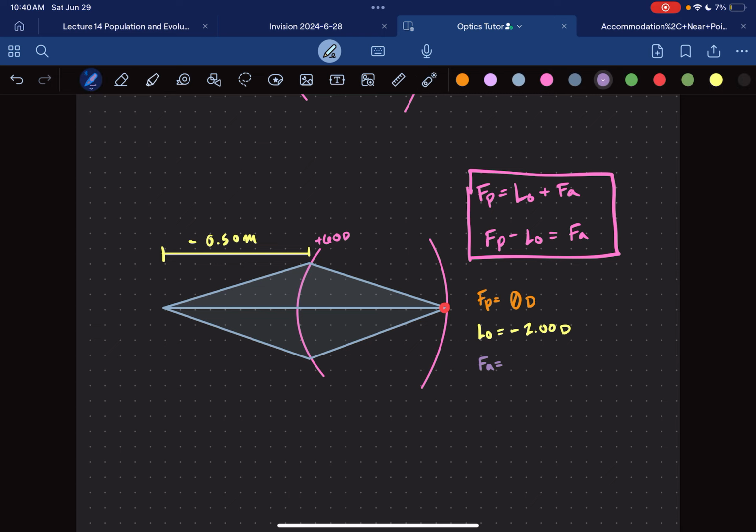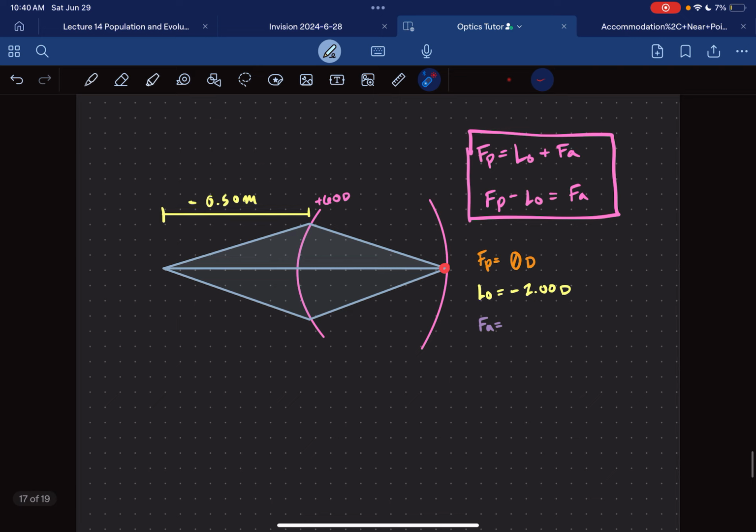We need to find the accommodation that the eye is doing to get that object onto the retina. We have that first equation that I showed you guys. But just like any other equation, you can always rearrange it to solve for what you want. So I rearranged it for accommodation here. In order to find accommodation, I just need to take the far point divergence and subtract the object divergence.